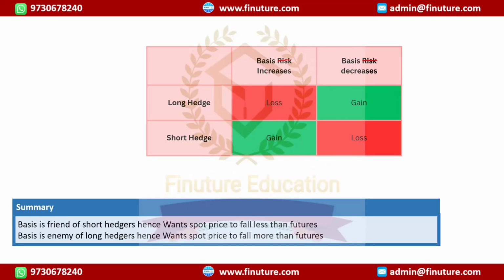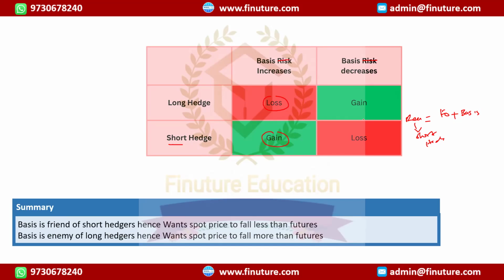If basis increases, it is favorable for short hedgers, so they will make profits. And for long hedgers, if the basis increases, they will make losses, because we saw F0 plus basis. This is a receivable for a short hedge, and it is a cost for a long hedge. So if the basis goes up, the receivable increases for the short hedger, so they will make profits. This basis increases the cost of the long hedge. That's why they make losses.